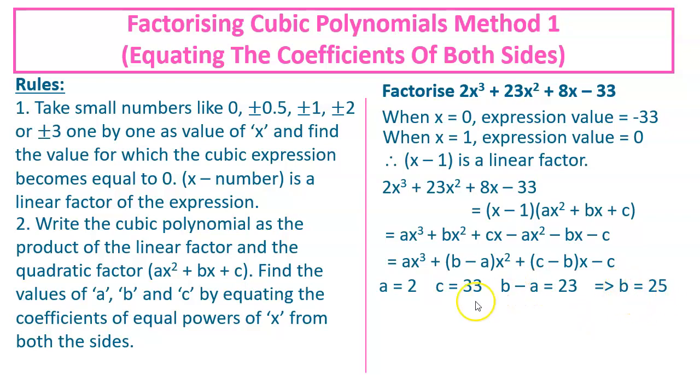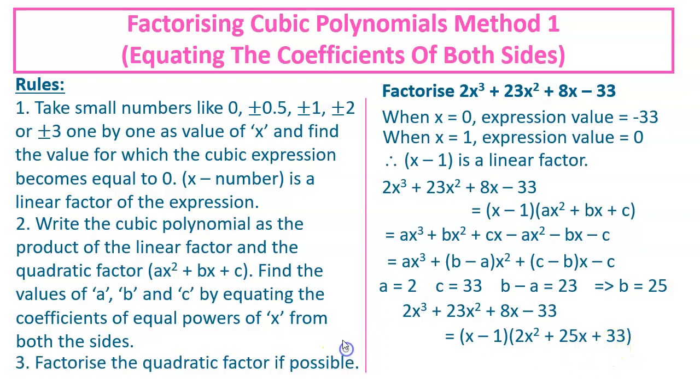Now, we know the values of a, b and c. We will be substituting these values in this part. Okay. So the factorized form becomes (x minus 1). This is the linear factor, and the quadratic factor is 2 in place of a, 2x squared, plus 25 in place of b, plus 25x, and 33 in place of c, plus 33.